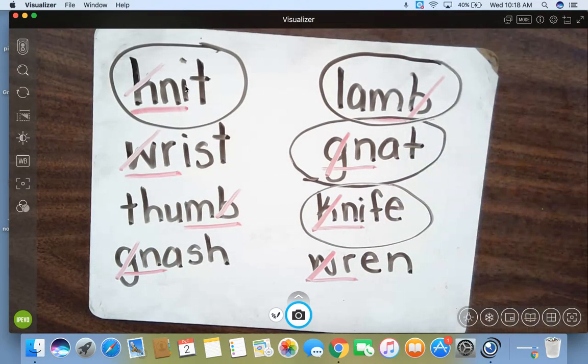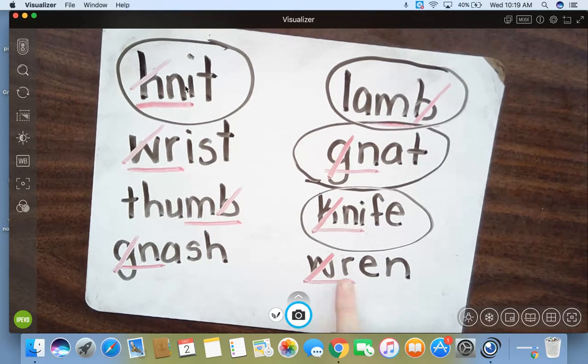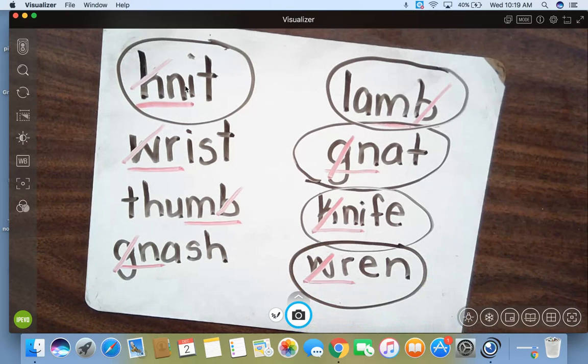How about a little bird? Which one of these means a little bird? I think the only word we haven't read is this one, wren. And I'm sure most of you do not know this, but a wren is a kind of bird. So I'm going to circle it, a wren. So we were able to find all of our words. We used five of them, but we read all of them.